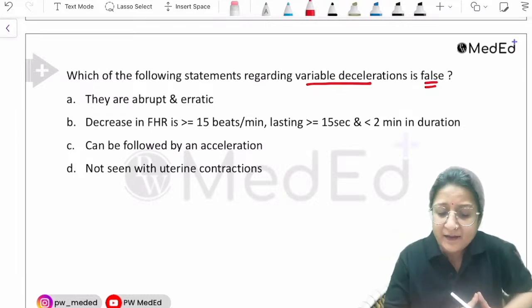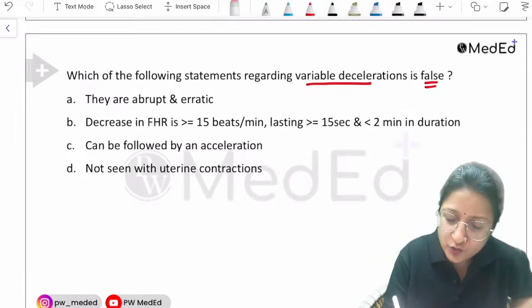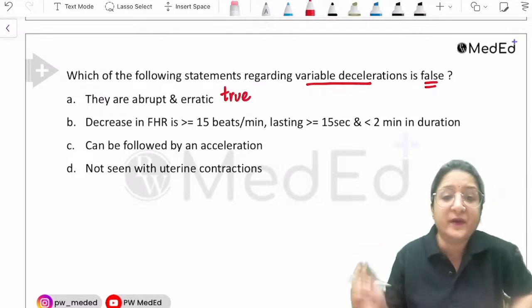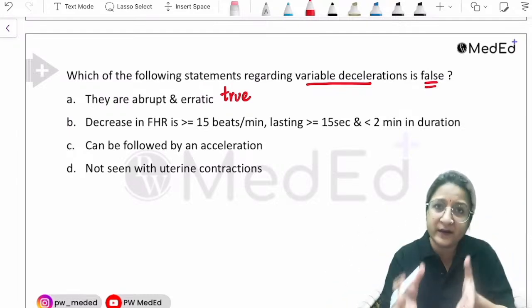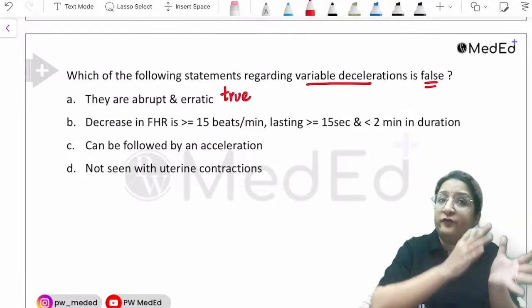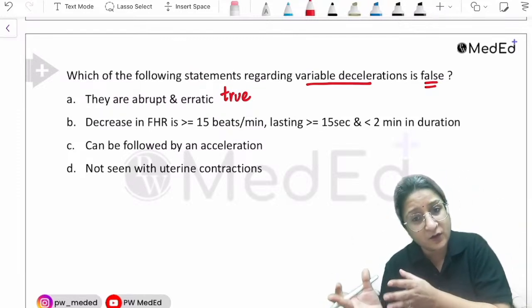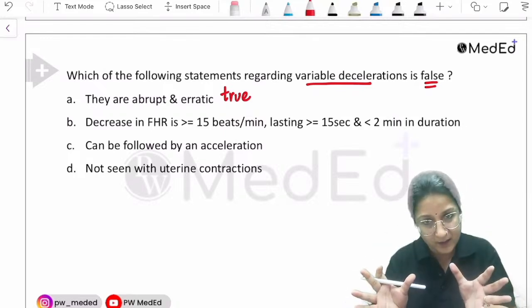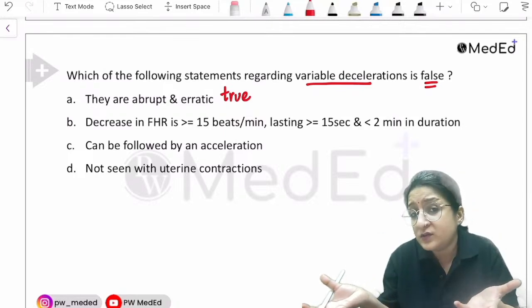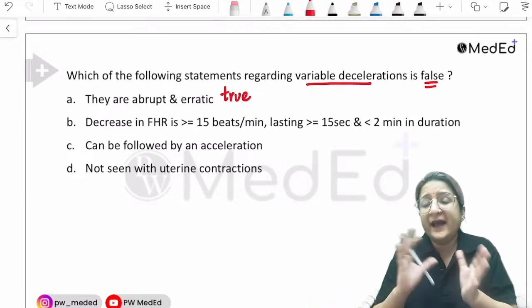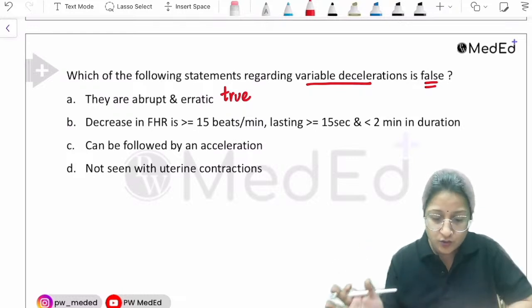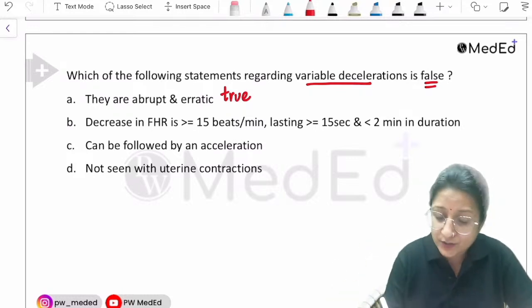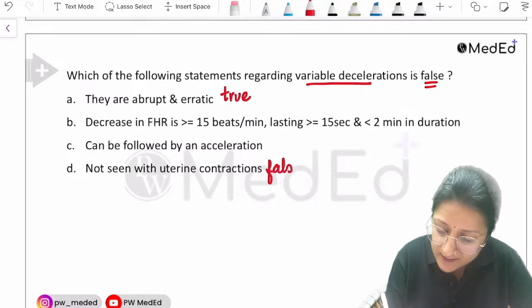Fine. So we have, they are abrupt and erratic. That's true, because they can come anytime with respect to contractions. They can come with contraction, before contraction, after contraction. They can come anytime. So they can be seen with uterine contractions also. They are not particularly related to the onset of contraction. So not seen with uterine contractions, that is the false statement.